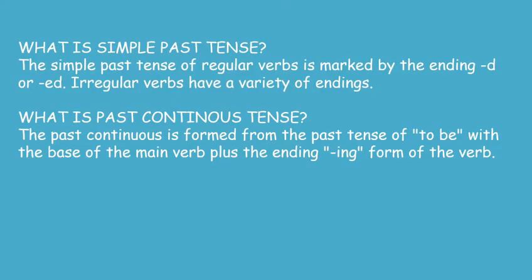I'm going to describe briefly what is simple past tense and what is past continuous tense. So what is simple past tense? In the simple past tense, the regular verbs are marked by ending d or ed. The irregular verbs have a variety of endings. Regular verbs means the spelling doesn't change and we add only ed, but irregular verbs means go will become went. That is why it is said that irregular verbs have a variety of endings.